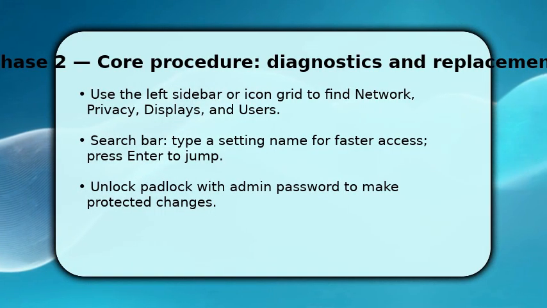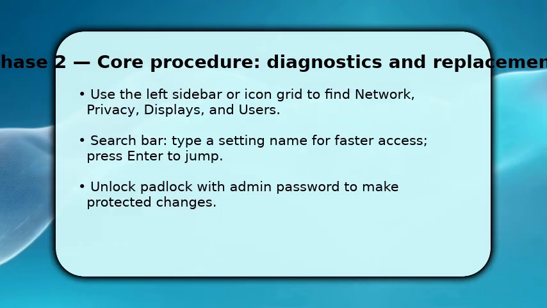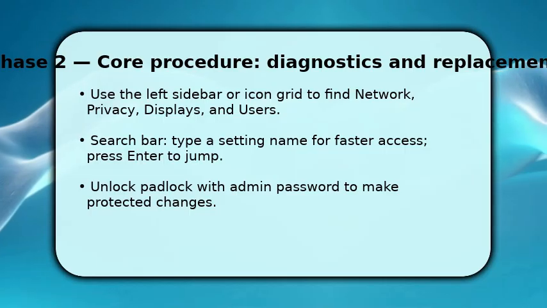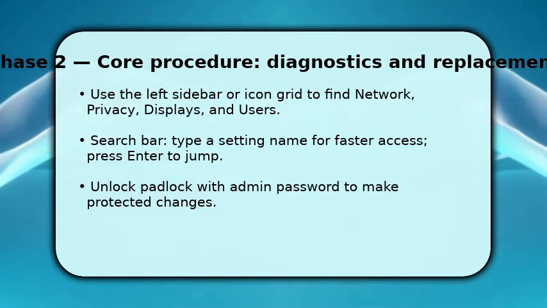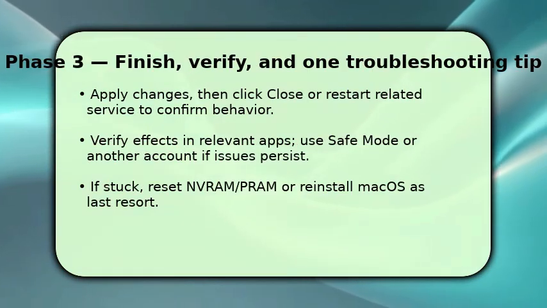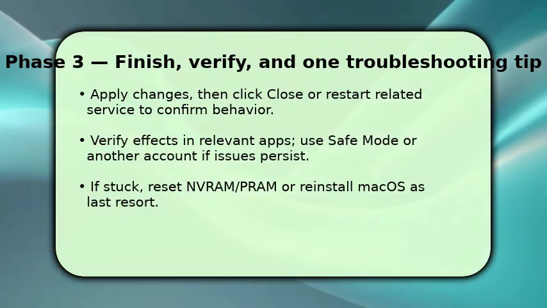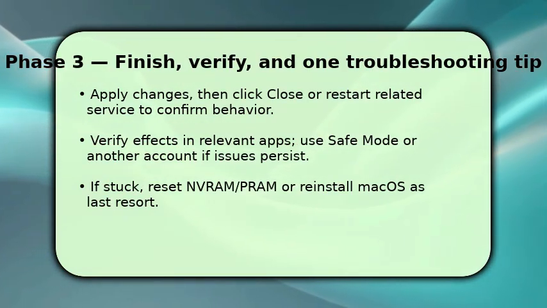If a setting is grayed out, click the padlock icon and authenticate with your admin password to unlock protected controls. Make changes deliberately and note dependent settings that may update automatically. Apply your settings and watch for immediate feedback. For example, change display brightness, then verify in an open app.